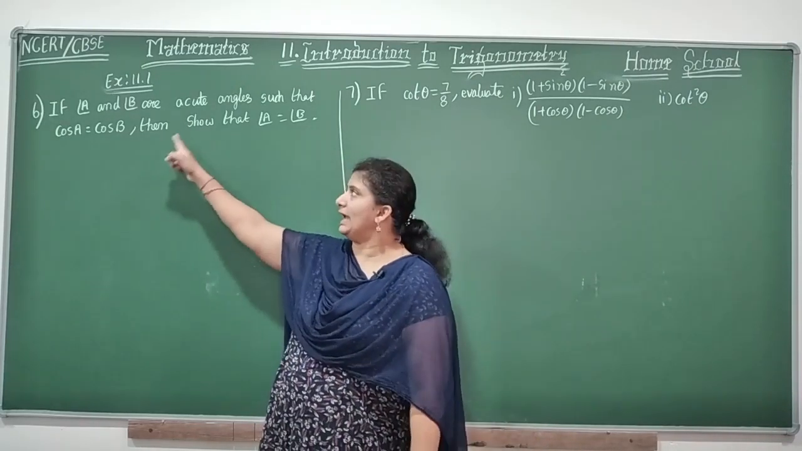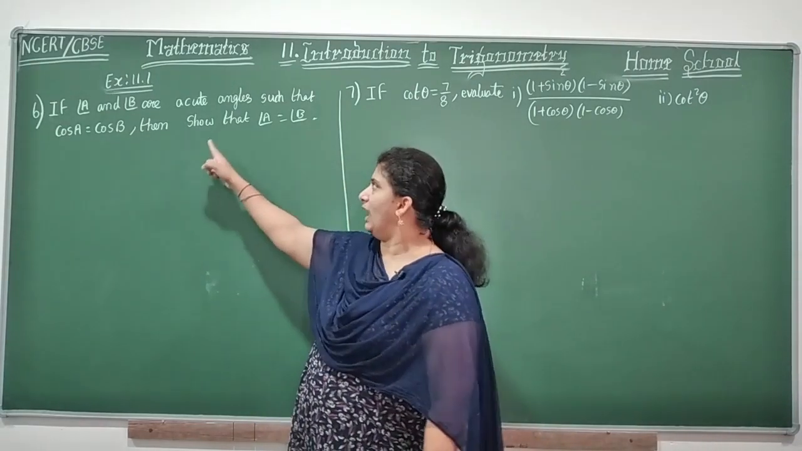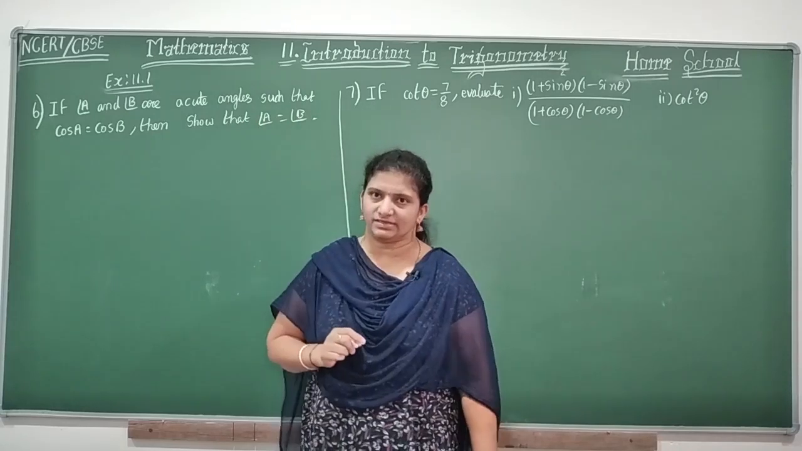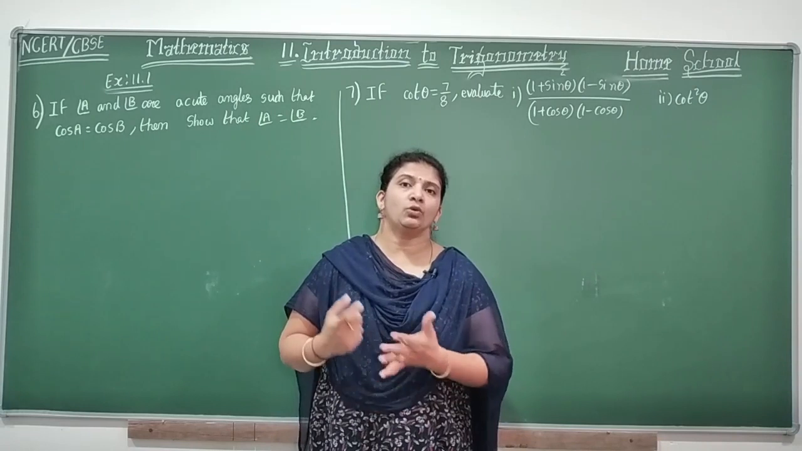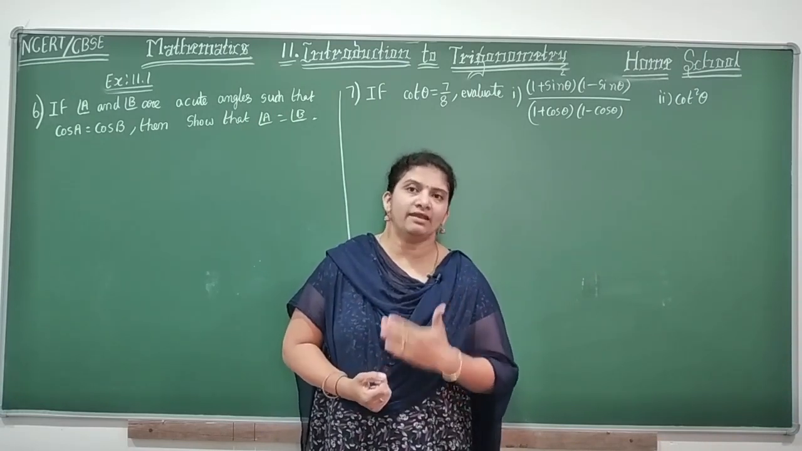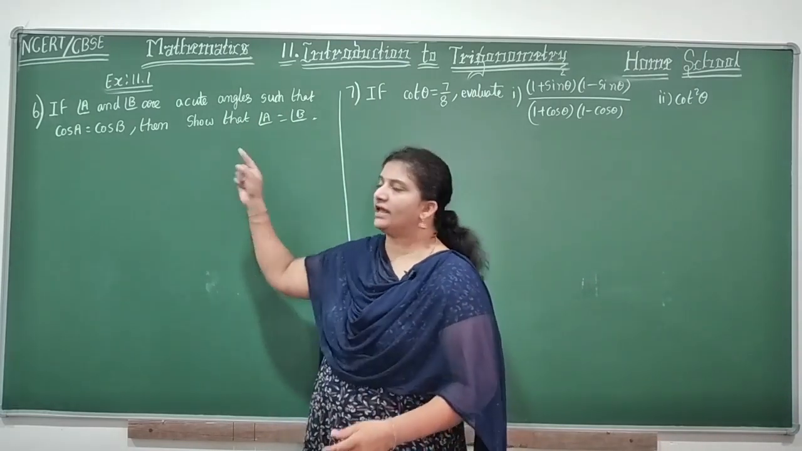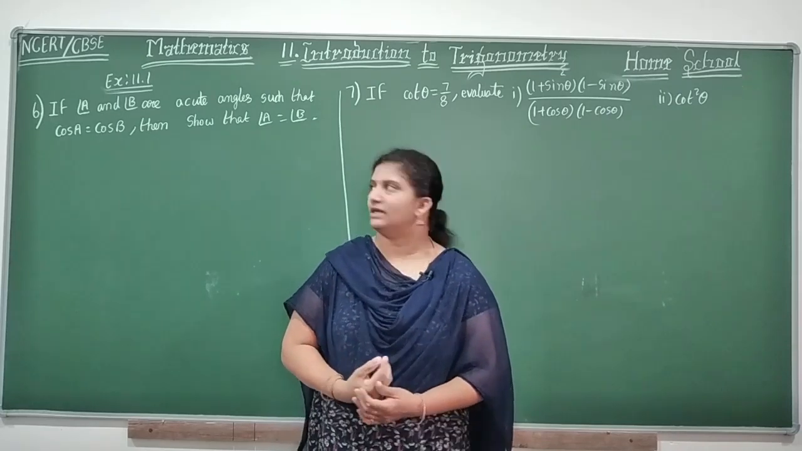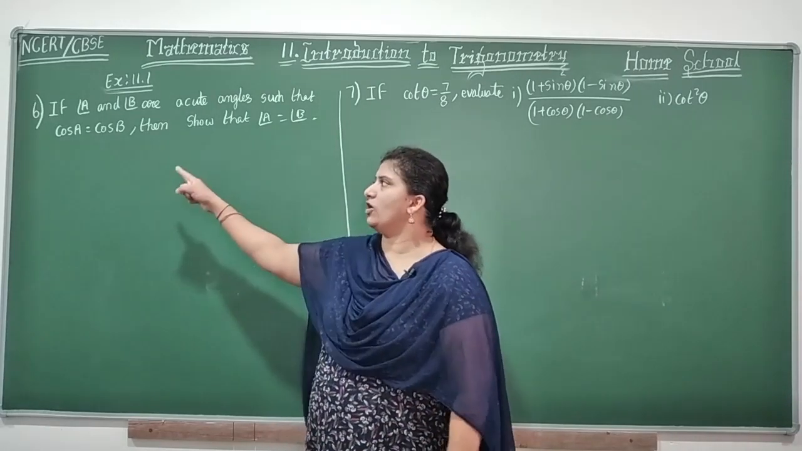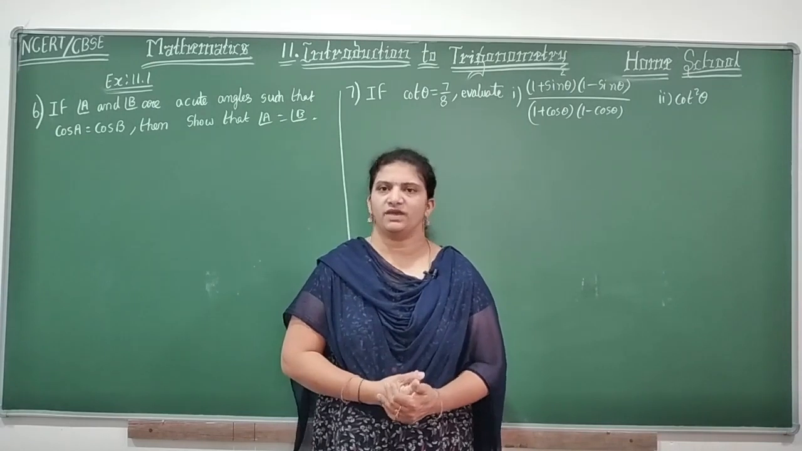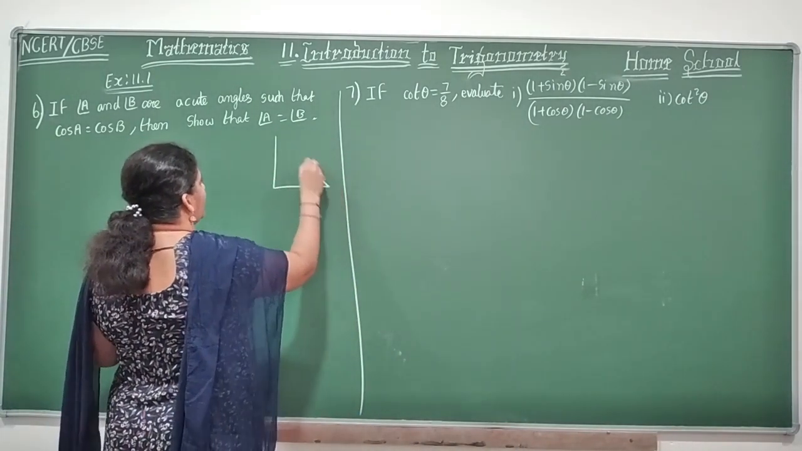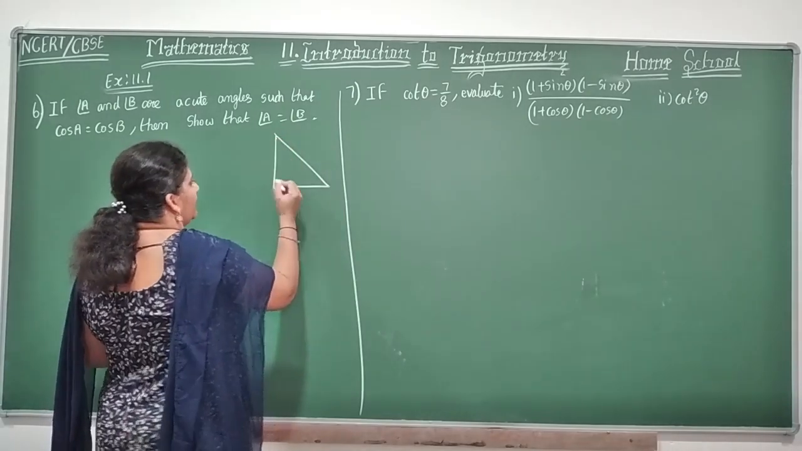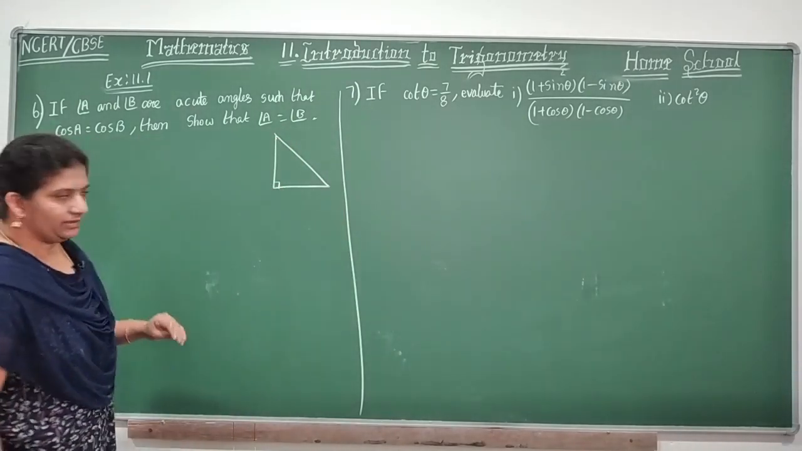If angle A and angle B are acute angles. What do you mean by acute angles, children? An acute angle is an angle which is less than 90. So, two angles are less than 90, such that cos A is equal to cos B. If two angles are less than 90, the third angle might be 90. It will be a right angled triangle.